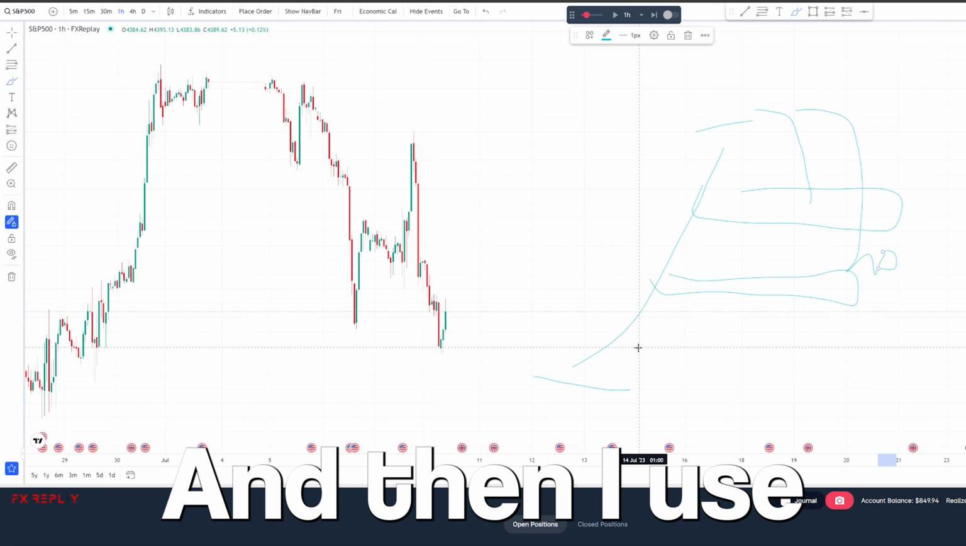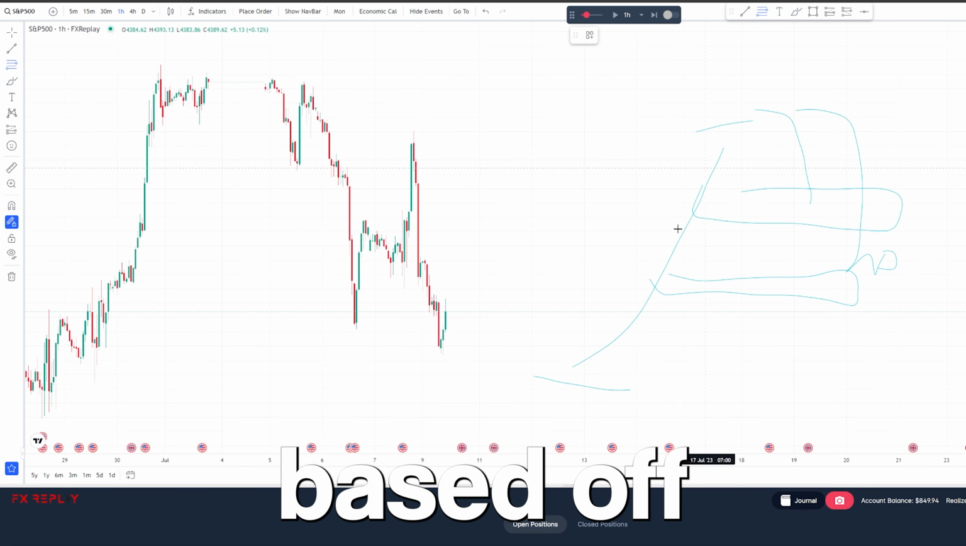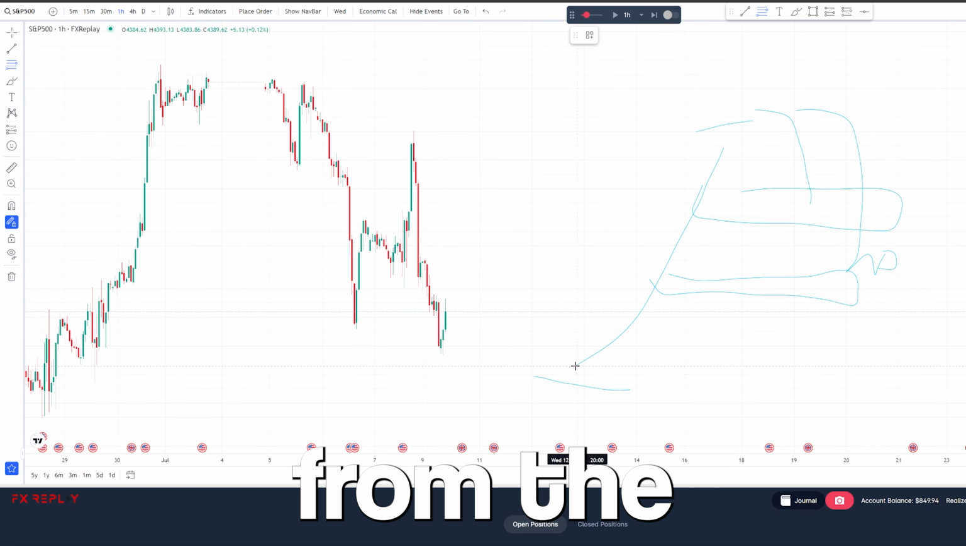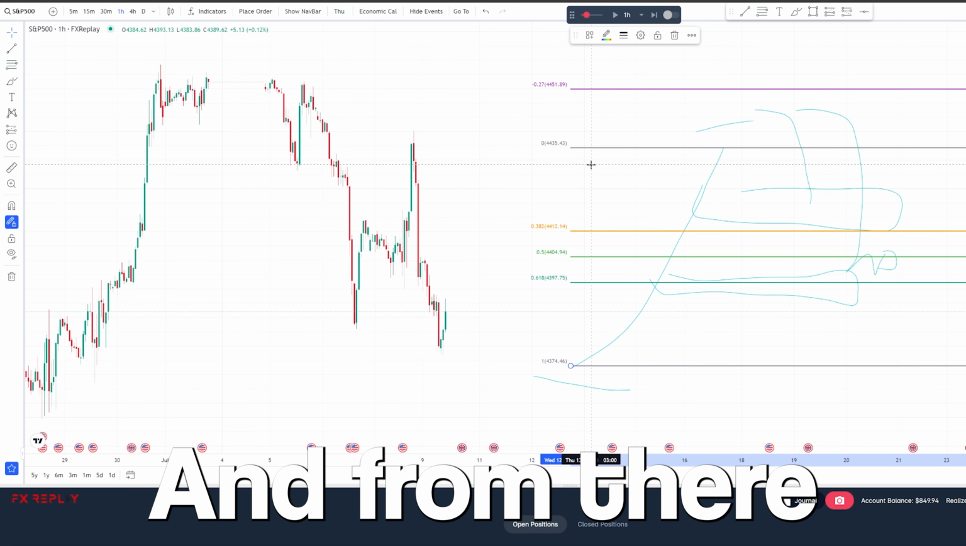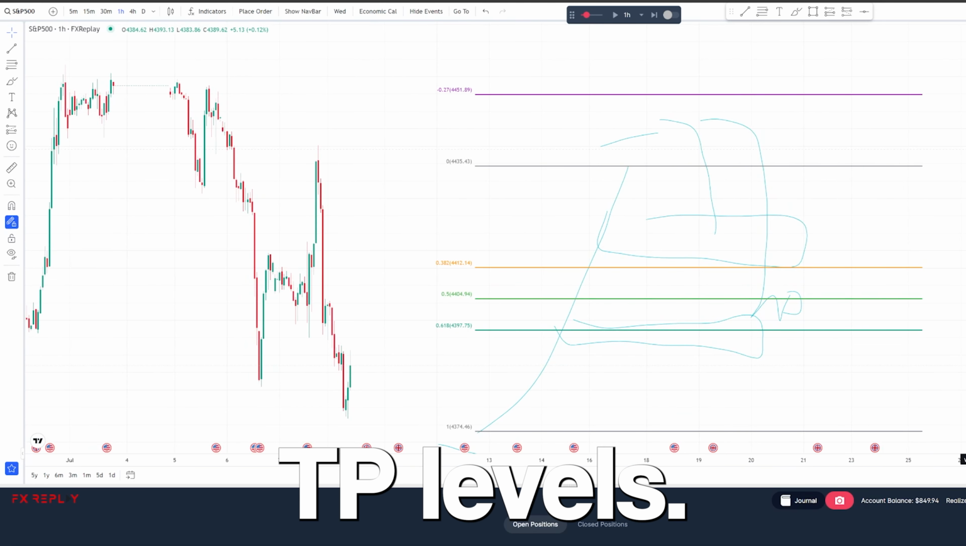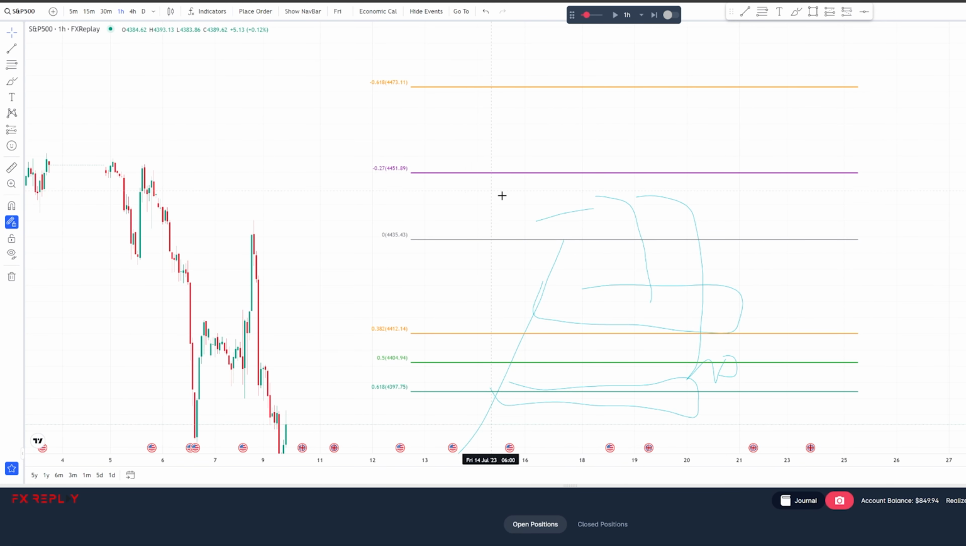And then I use my Fibonacci. Based off my Fibonacci, I draw it from the beginning of the range to the end of the range. And from there, I use 3 TP levels. The very first TP level would be the most recent high, which would be the 0 point, which is the end of the range. This TP2 would be an extended range.